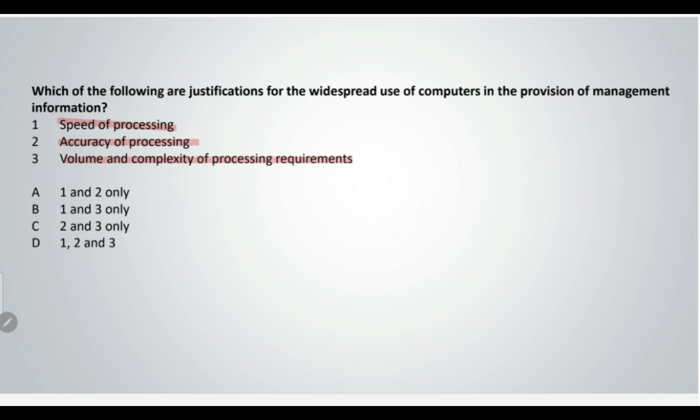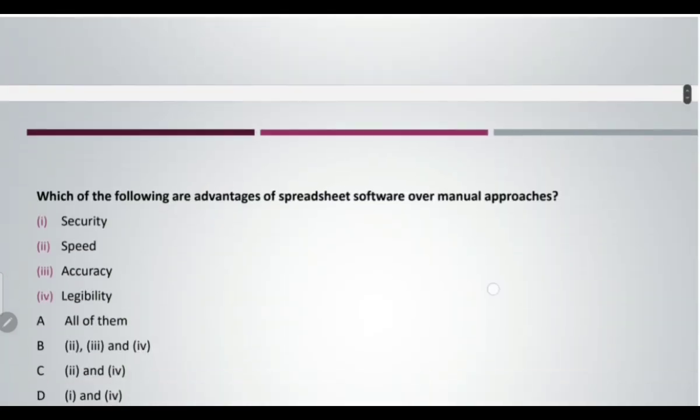तो large volume of data जो है process किया जा सकता है, complex किस्म का भी data process किया जा सकता है more accurately. So all three are true. So option is 1, 2, 3, D.